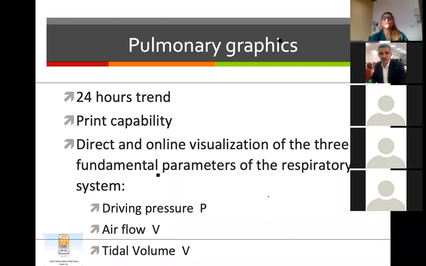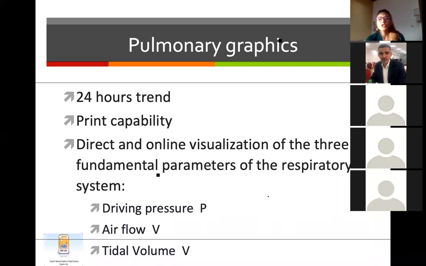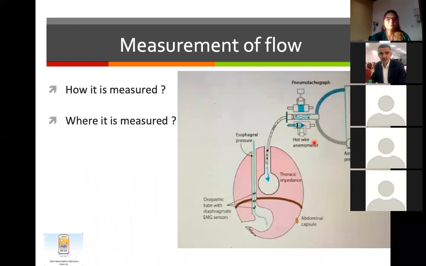So if you're new to it and you want to choose something to give you pulmonary graphics, you should choose a 24-hour trend, which should be printable, and it should have a direct, online visualization of the 3 fundamental parameters of the respiratory system. And those 3 are the driving pressure, the tidal volume, and the airflow. So this should be there.